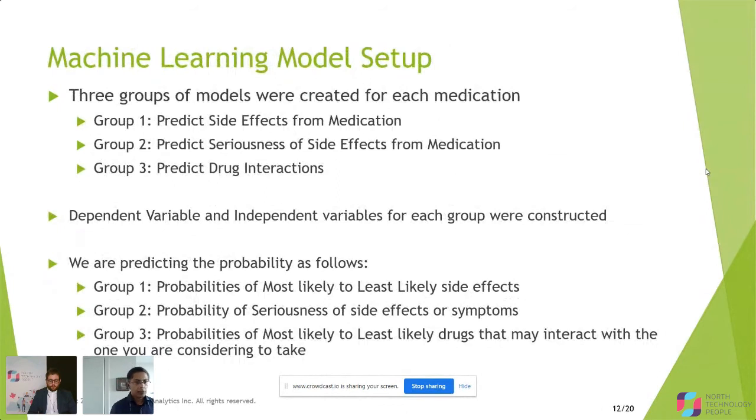Okay. So what do the machine learning models look like? As I mentioned, there were 3 groups of models that we analyzed. The first group predicts side effects for medications. The second group predicts the seriousness of side effects for medications. And the third group predicts drug interactions. The dependent variable and the independent variables were constructed for each of the groups. What we're really after is predicting probabilities. Group 1 is the most likely to least likely side effects that I'm going to experience if I were to take Tylenol, right? And it'll graph it for you. Group 2 is the probability of the seriousness of my side effects if I were to experience them taking this medication. And group 3 is the probability, from most likely to least likely, of drugs that are likely to interact with the drug that I'm taking. Okay, so those are the three groups, or 3 use cases, that we looked at.